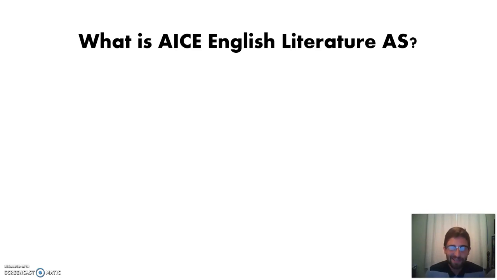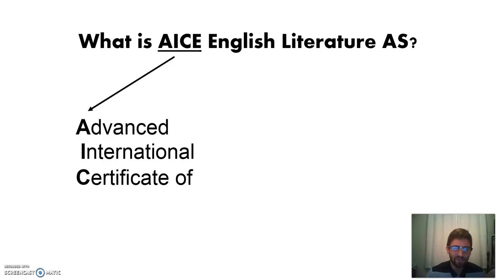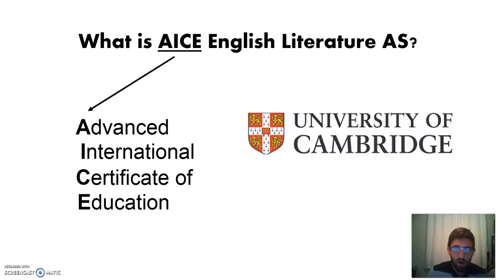Puckett, and today we're going to talk about what is AICE English Literature AS. We're going to unpack the name of this class. First, let's look at these two acronyms we're working with here because they can be a little confusing. The first one, AICE, stands for Advanced International Certificate of Education, and that is an international degree program offered by the University of Cambridge.